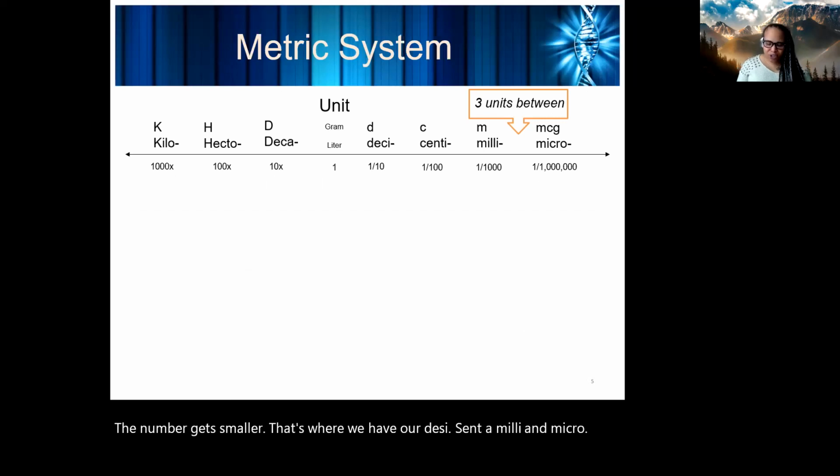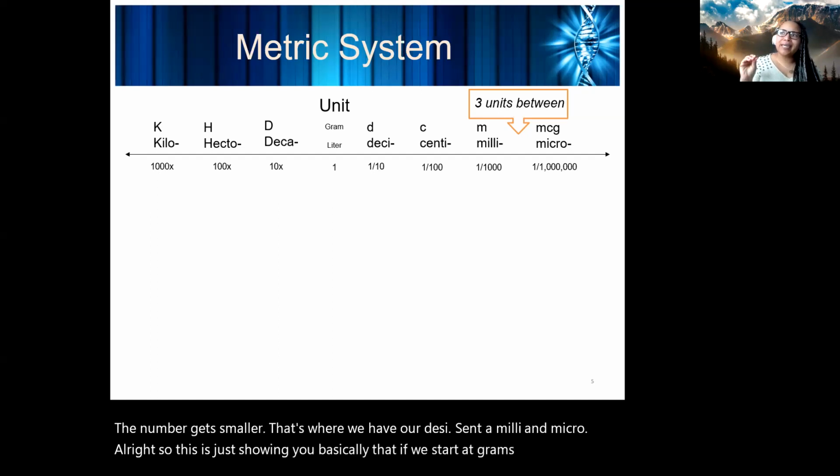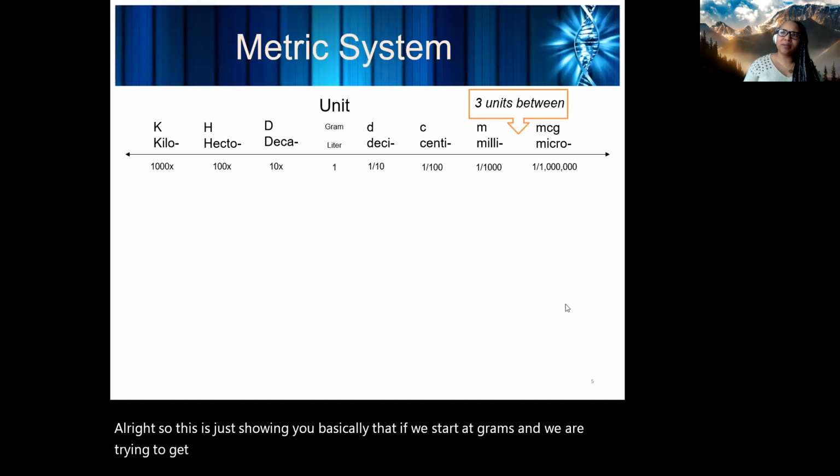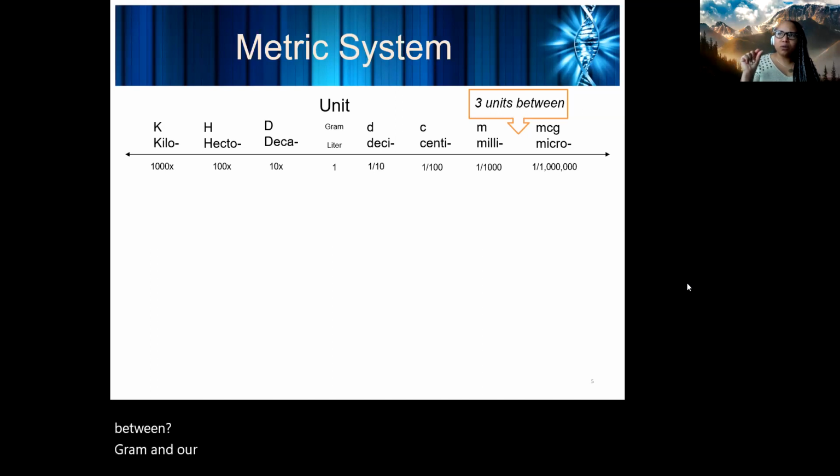All right, so this is just showing you basically that if we start at grams and we are trying to get to micros, how many unit measurements are in between gram and our microgram? It's going to be 3, right? There's 3 places in between gram and then our microgram.